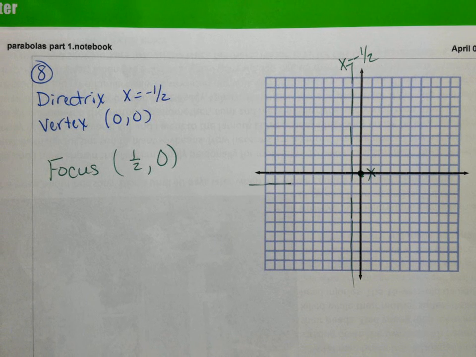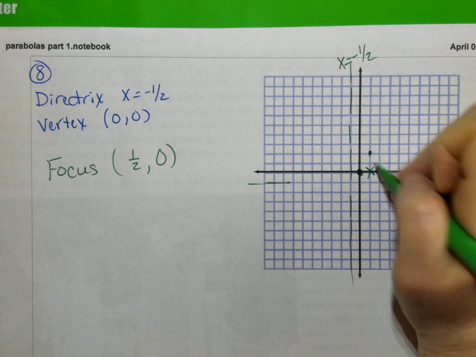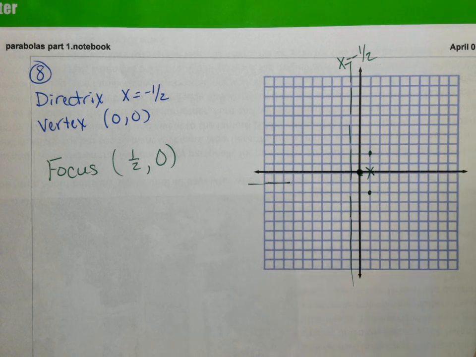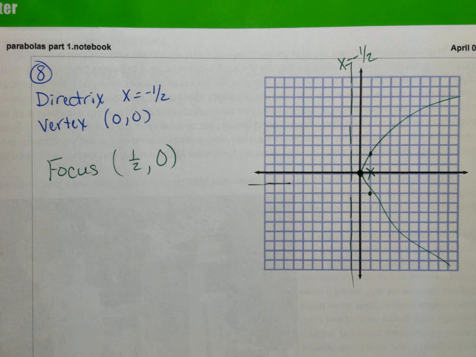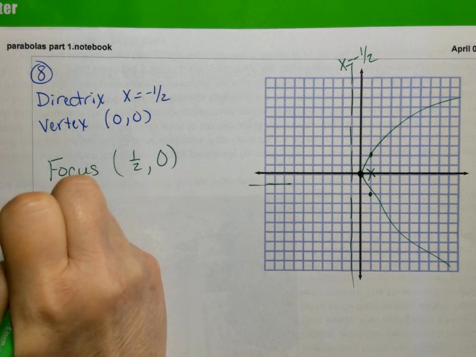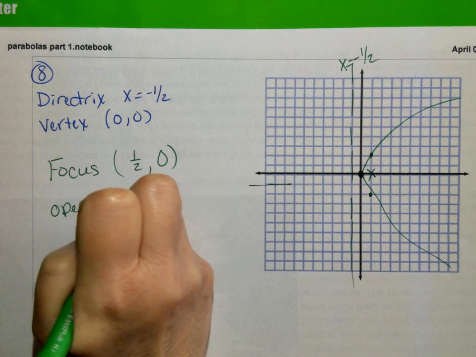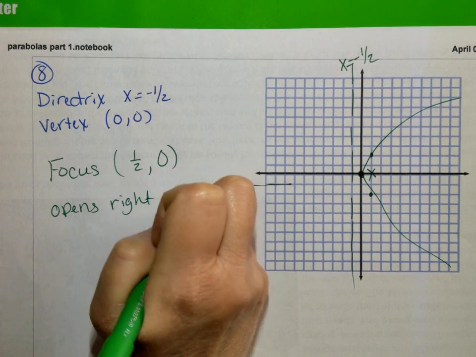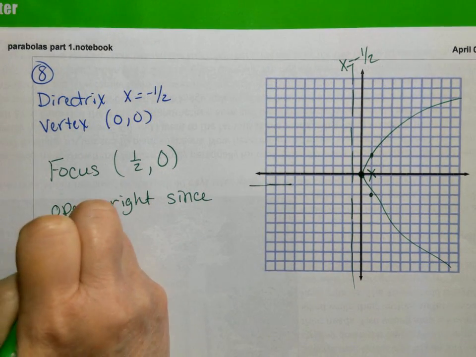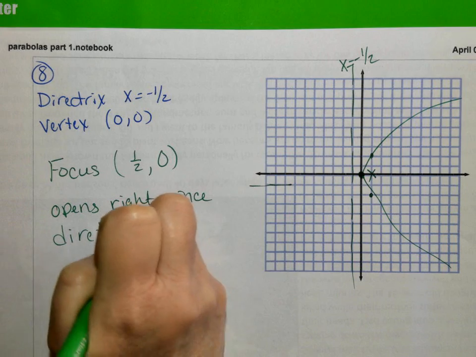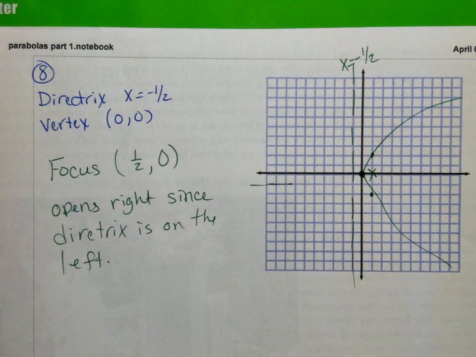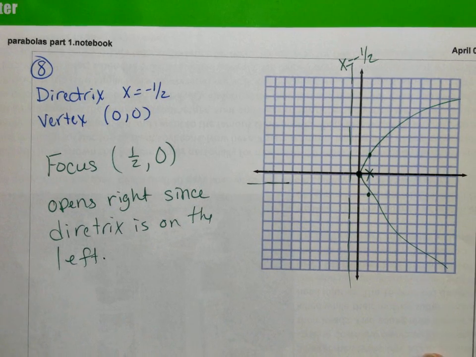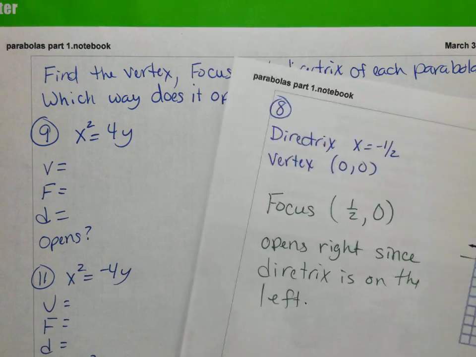Okay, if that's the case, I multiply that by 2 to get 1, which is 2 boxes, and I'm going to go to the right because my directrix is on the left. Opens right, since directrix is on the left. So far, so good.